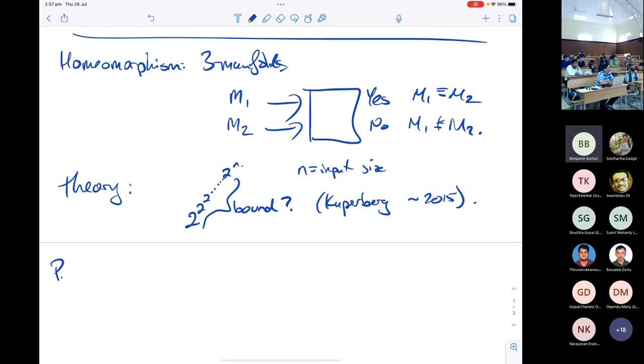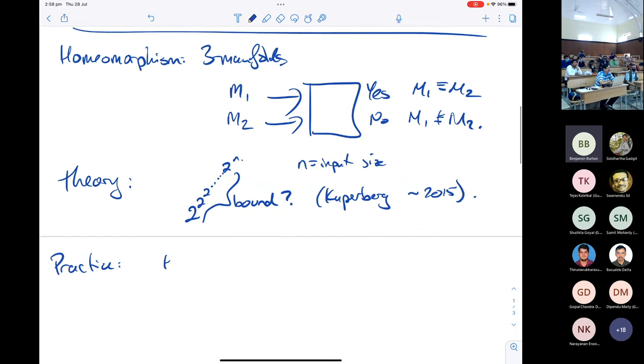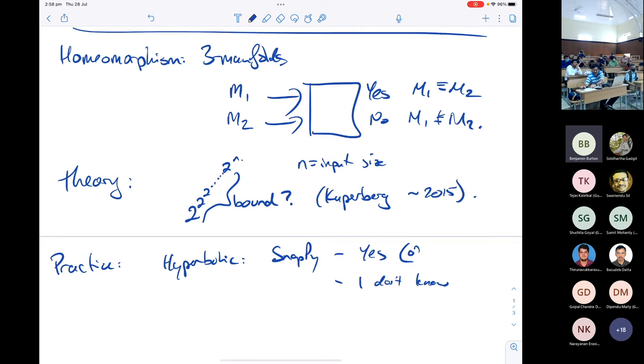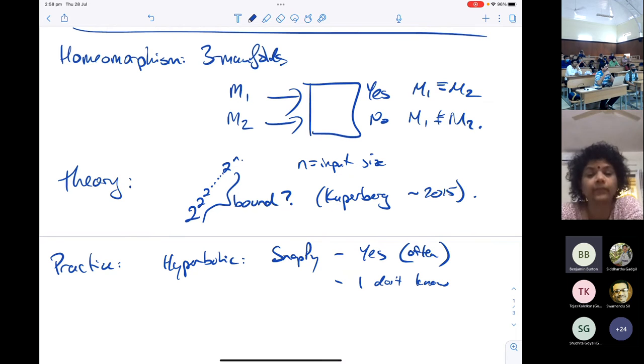So that's the theory. In practice, people solve this problem all the time. For hyperbolic manifolds, the software SnapPy, you can ask it, are these manifolds homeomorphic? And SnapPy will either say yes, or it will say, I don't know. So this is not a complete solution, but when it says yes, it gets this right frequently.